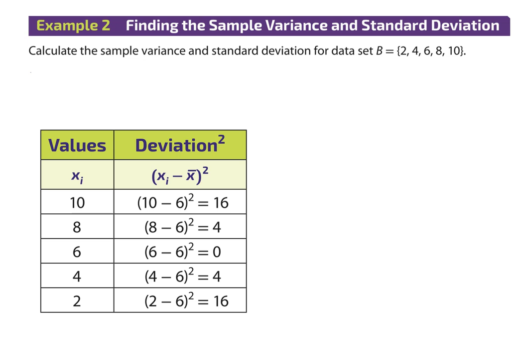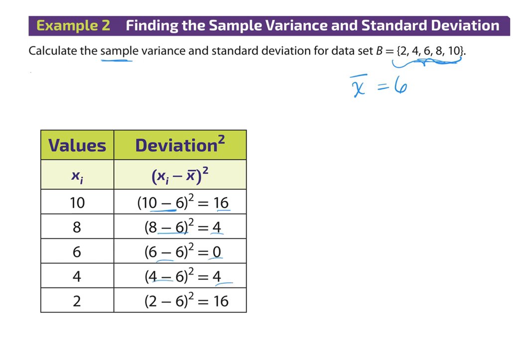Calculate the sample variance and standard deviation for the set 2, 4, 6, 8, 10. Before we can do anything, we have to know the mean, because that's what all of this is calculated on. So I'm going to add all of these up, 2 plus 4 plus 6 plus 8 plus 10. I'm going to divide by 5, and I am going to get that mean of 6, all right? So all I did was find my sample mean. And then you'll notice that they made a chart. They took each one of these and subtracted that mean and squared it.